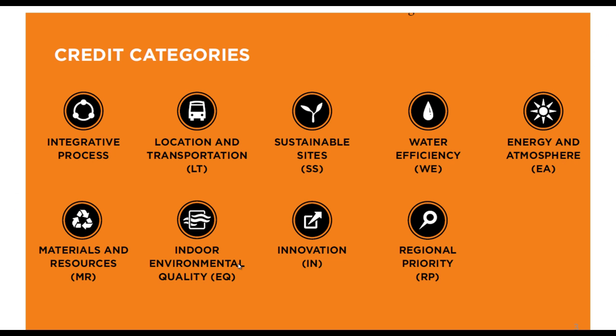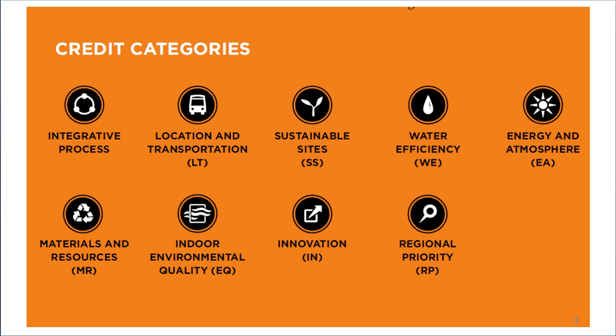These are the LEED categories for the LEED AP Homes Building Design and Construction. It is composed of Integrative Process, Location and Transportation or LT, Sustainable Sites or SS, Water Efficiency or WE, Energy and Atmosphere or EA, Materials and Resources or MR, Indoor Environmental Quality or EQ, Innovation or IN, and Regional Priority or RP. Later, we will discuss these LEED credit categories one by one.